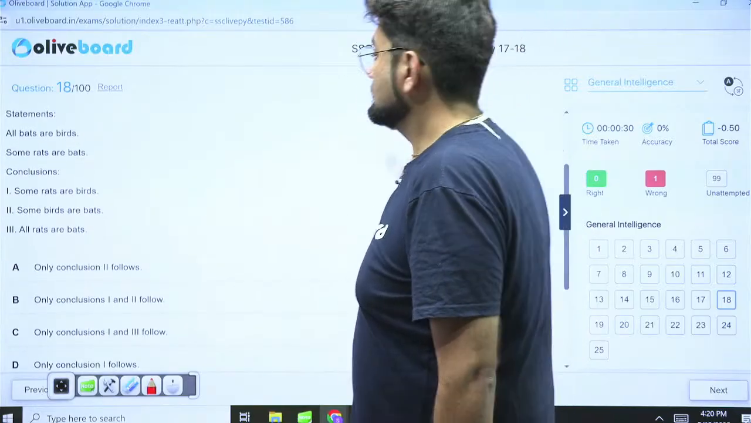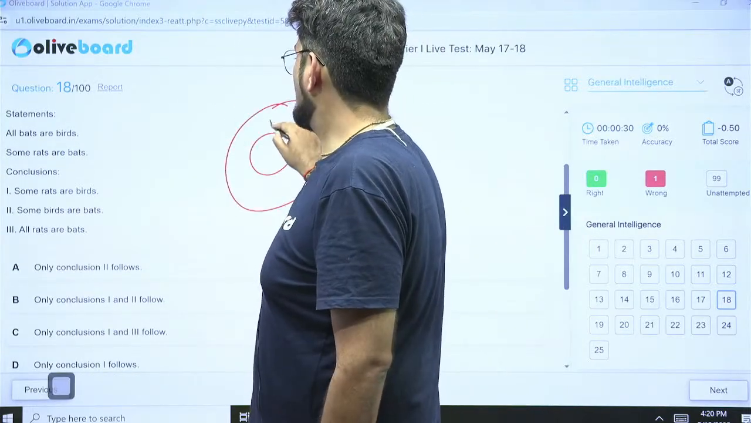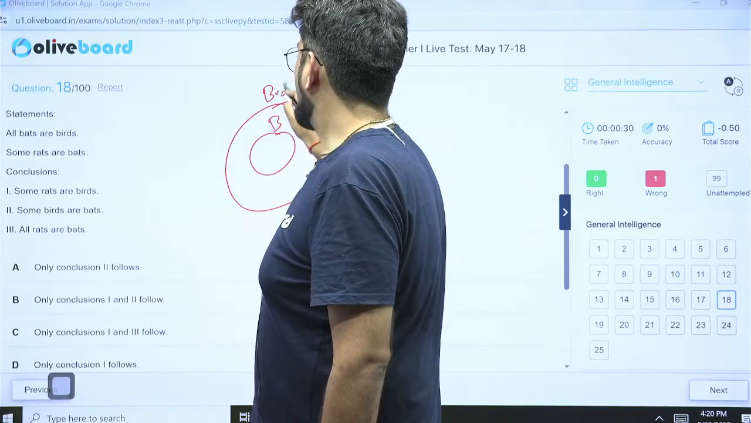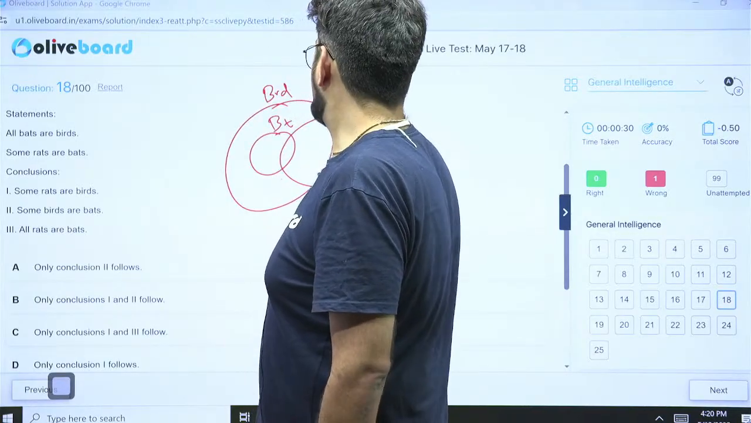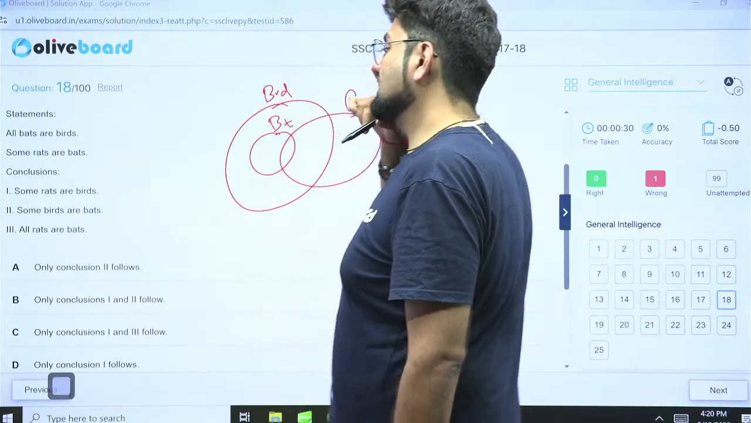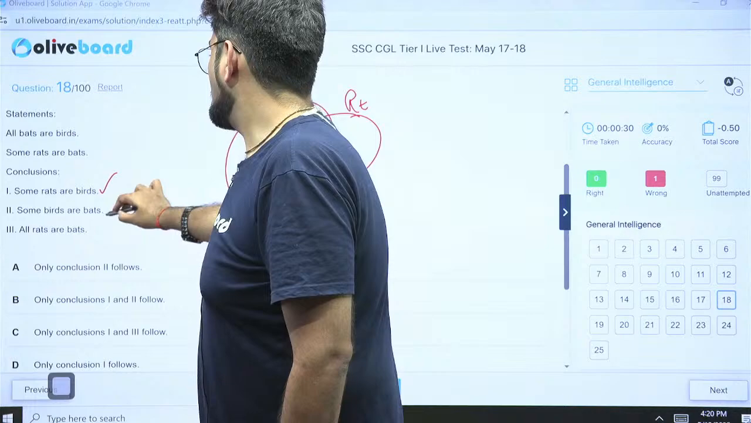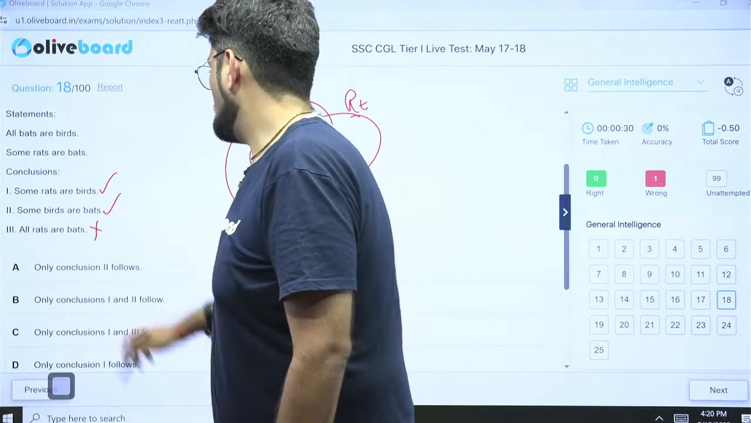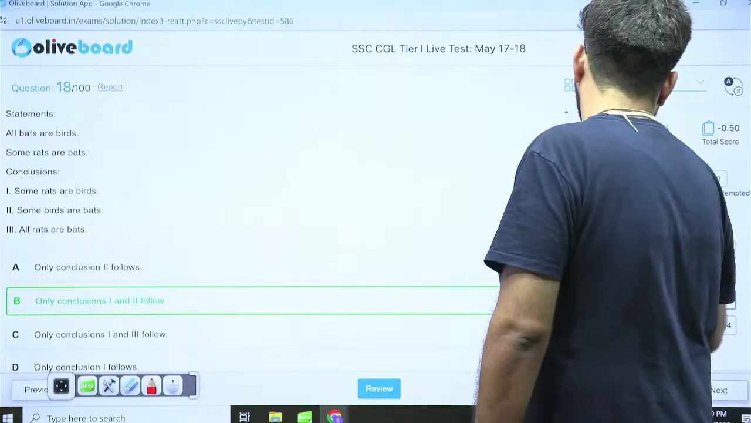Syllogism. All bats are birds. Some rats are bats. Some rats are birds. Yes, absolutely right. Some birds are bats. Absolutely correct. All rats are bats. Not possible. Only 1 and 2 follow. Array. This one is pretty easy here. Next.